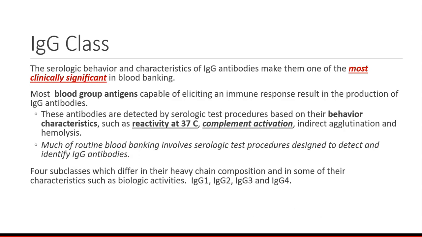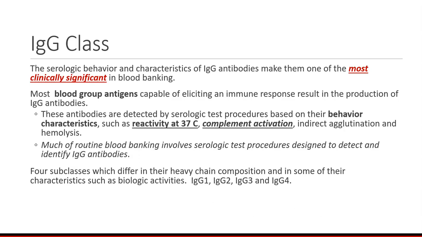who lacks them. These antibodies are detected by serological test procedures based on their behavior characteristics, such as their reactivity at 37 degrees, activation of complement, indirect agglutination, and hemolysis. Much of the routine blood banking involves serologic test procedures designed to detect and identify IgG antibodies. Again, this is because they are clinically significant and they have the ability to cause hemolysis of transfused cells if they possess an antigen to which the patient has an antibody.